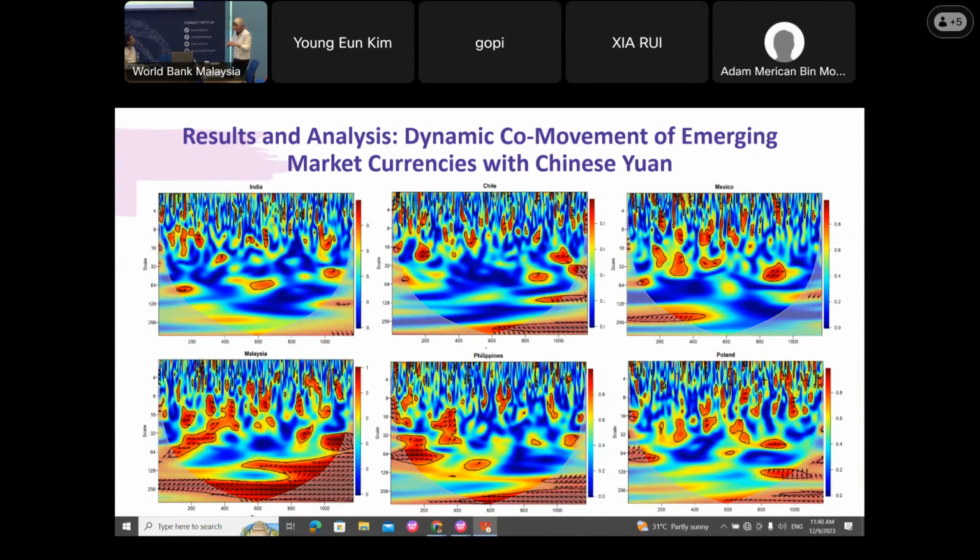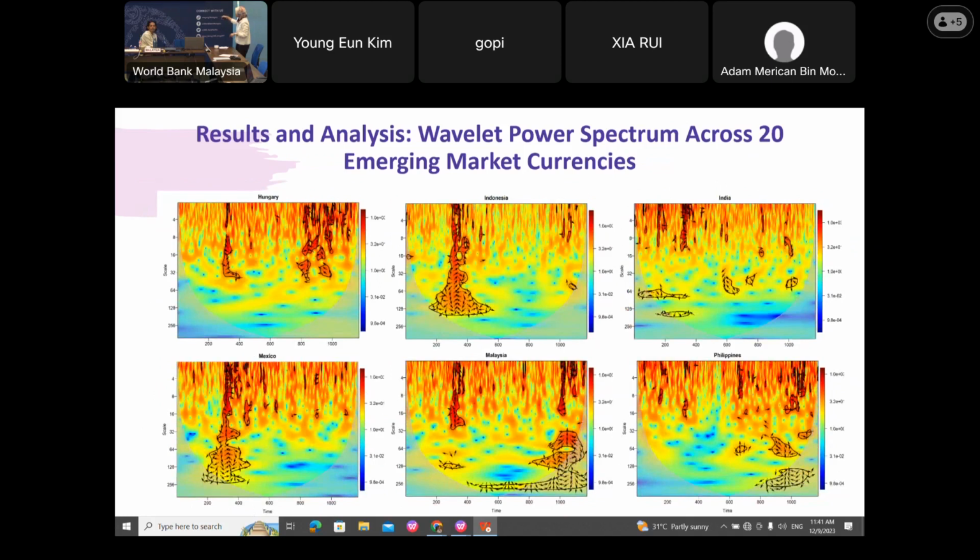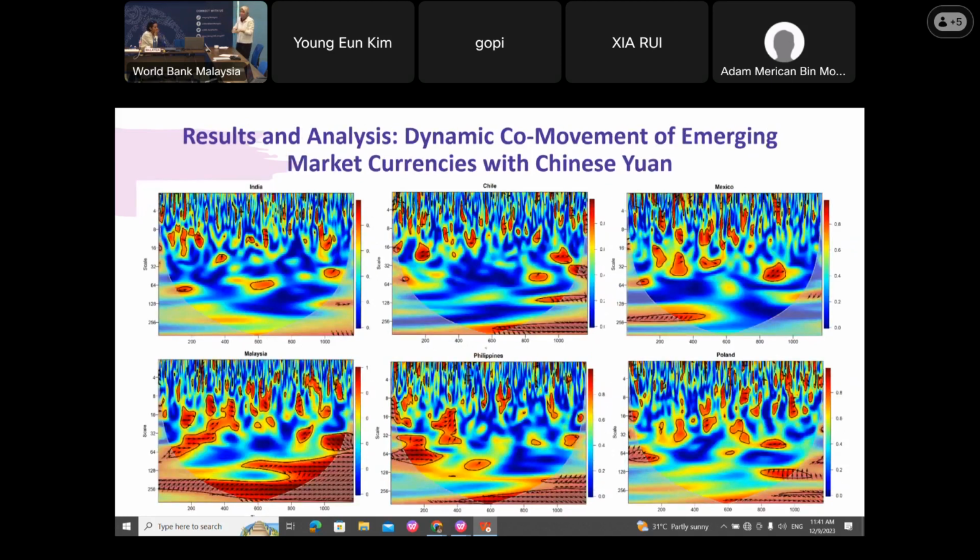Okay? The cross-correlation heightens. For example, in the case of Malaysia, during the period of COVID it is here, but it is more apparent here, during the period of the Russia-Ukraine war. This is cross-correlation. I am not saying that the Chinese yuan is causing this to happen. This is only the movement of this currency with the Chinese yuan. During certain periods it is above the normal trend, and during the Russia-Ukraine war the red flash is more prevalent compared to the COVID-19 period. It just means that the cross-correlation with the Chinese yuan, for example the Malaysian ringgit, is higher during the Russia-Ukraine war.